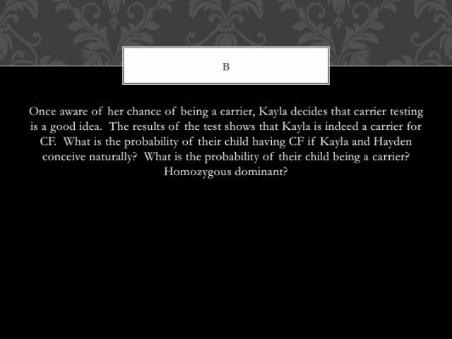Moving on, once aware of her chance of being a carrier, Kayla decides that carrier testing is a good idea. The results of the test show that Kayla is indeed a carrier for cystic fibrosis. What is the probability of their child having cystic fibrosis if Kayla and Hayden conceive naturally? What is the probability of their child being a carrier and homozygous dominant?